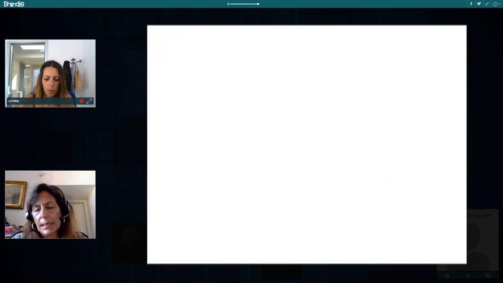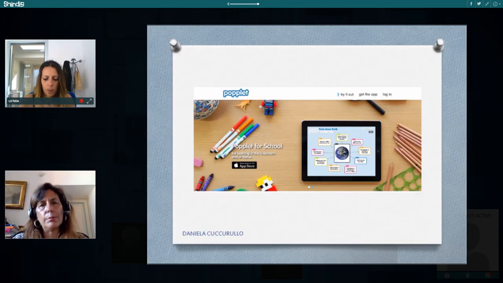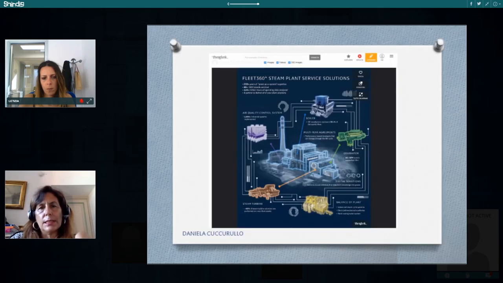The next one is another example to enhance writing skills, by organizing your ideas through a mind map software, that is Popplet. Then we have in the next slide a way to mix two different languages, that is text and pictures. ThingLink is the website where you can upload a picture, and then you can create all the hotspots that you can see here, the blank dots, where you can add text.